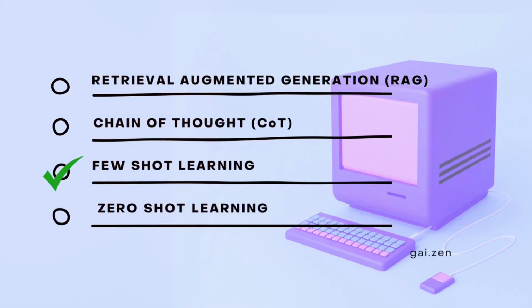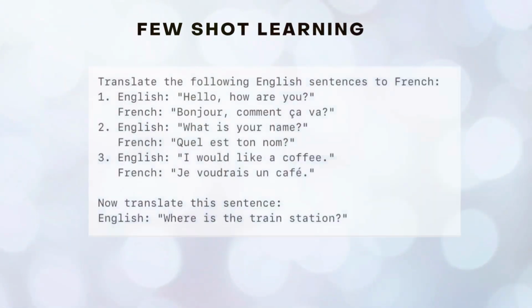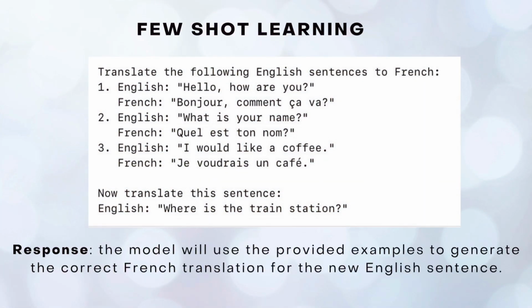With few-shot learning, you provide the model with a few examples of input-output pairs directly in the prompt. Let's take a look at a scenario using few-shot learning. Here, we want to translate the sentence, "Where is the train station?" from English to French. Entering specific examples in the input prompt allows the AI model to use these examples to infer the pattern, and then generate the appropriate output that follows the same pattern.